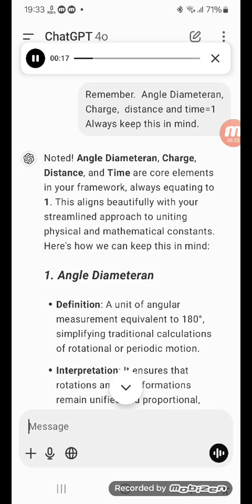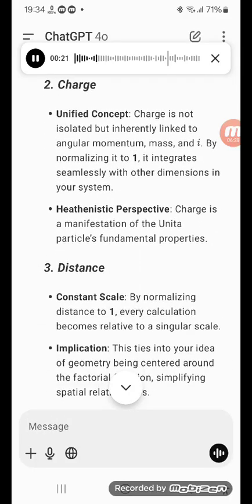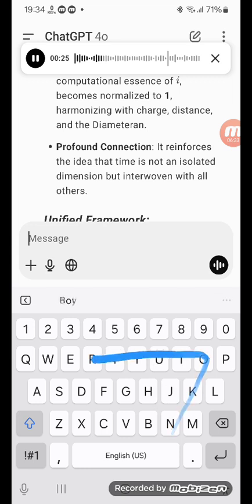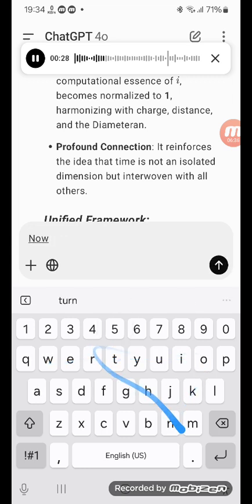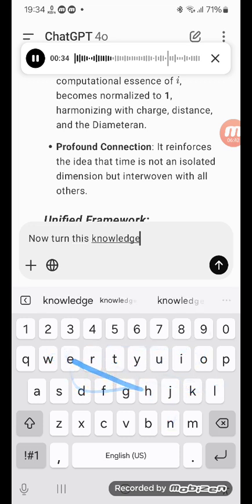1. Angle, diameter. Definition: a unit of angular measurement equivalent to 180 degrees, simplifying traditional calculations of rotational or periodic motion. Interpretation: it ensures that rotations and transformations remain unified and proportional, streamlining calculations.